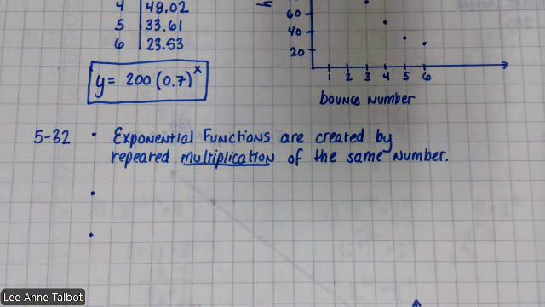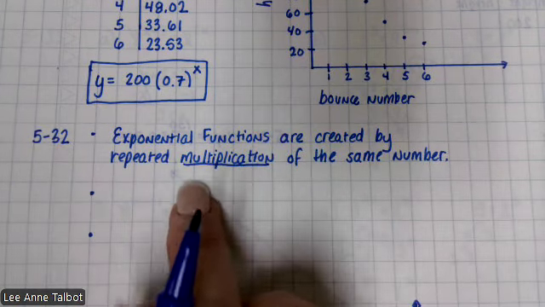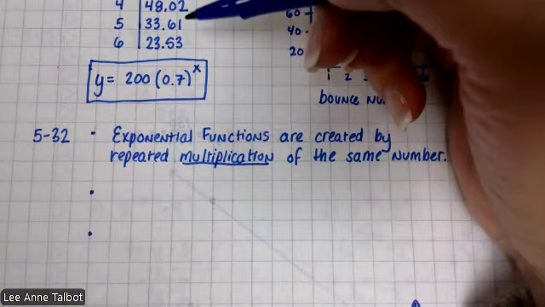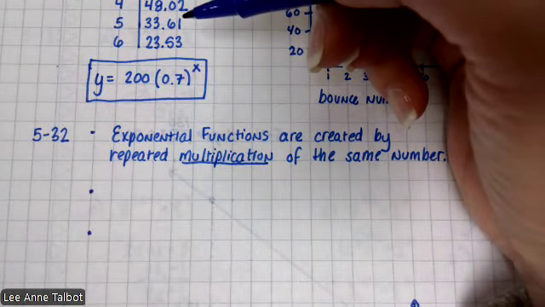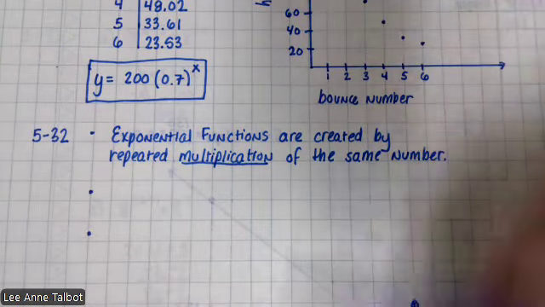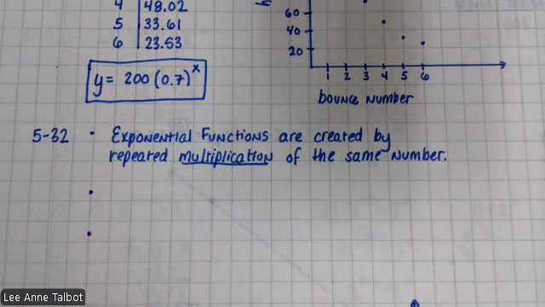Okay. First thing you need to know. Exponential functions are created by repeated multiplication of the same number. It could be a whole number, it could be a decimal. But what makes these different from a line is you're not adding the same number every time, you're multiplying the same number every time.